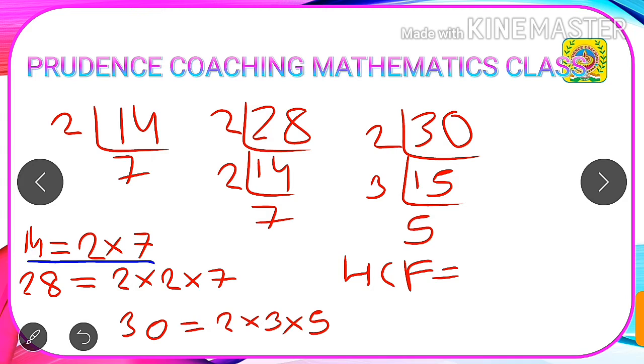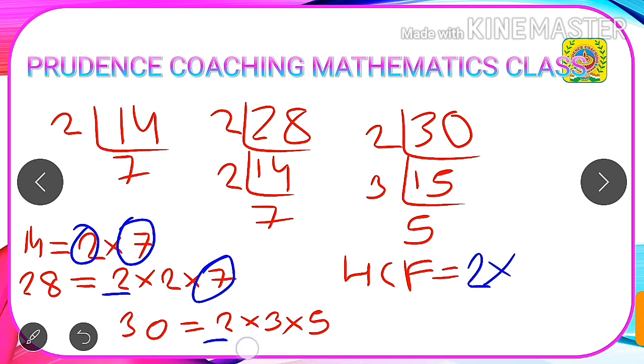In order to find out the HCF, let us check the common factors. Let us take 14 as our base, and if we see, then we will find the smallest prime here is 2. So we will check whether 2 is present in other two numbers or not. Here also we have a 2, in 30 also we have a 2, so we will write 2 here. Next we will go for the next prime number in 14, that is 7. We have 7 in 28, but we don't have any 7 in 30, so we cannot write 7 here.